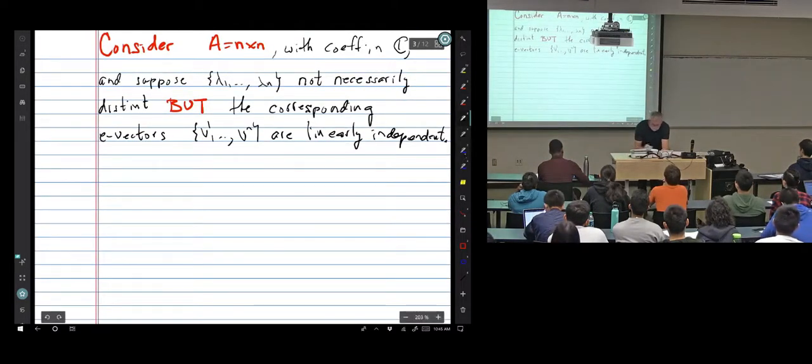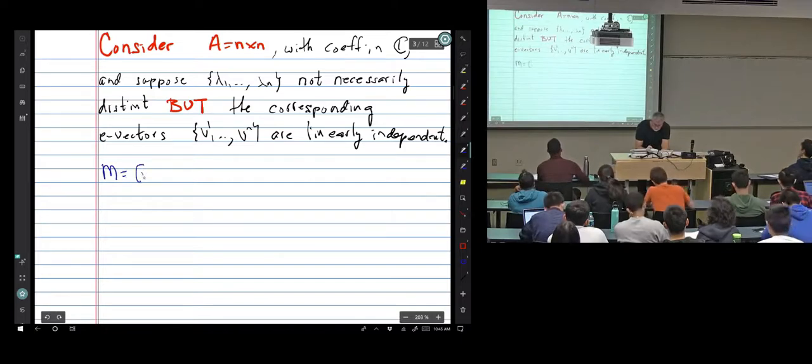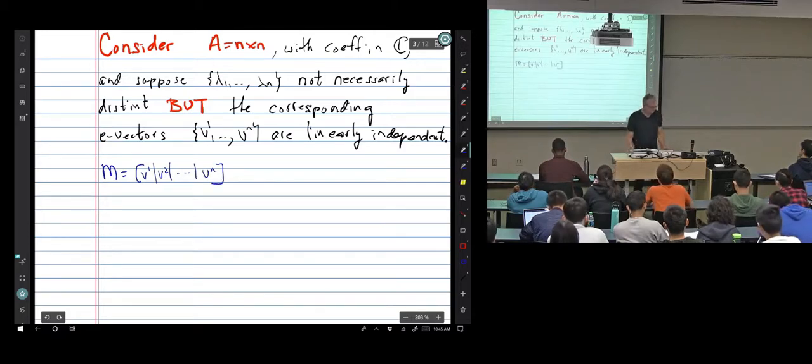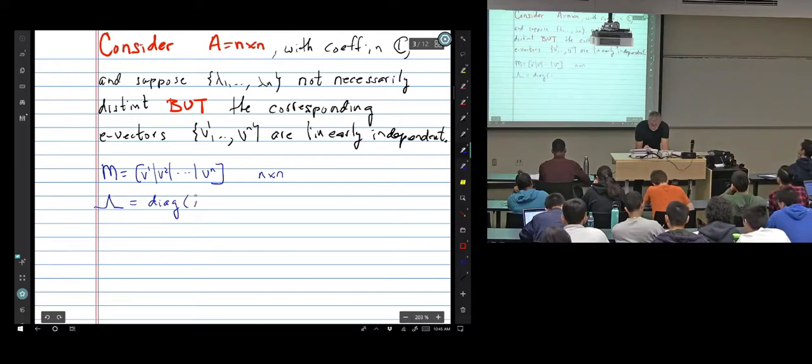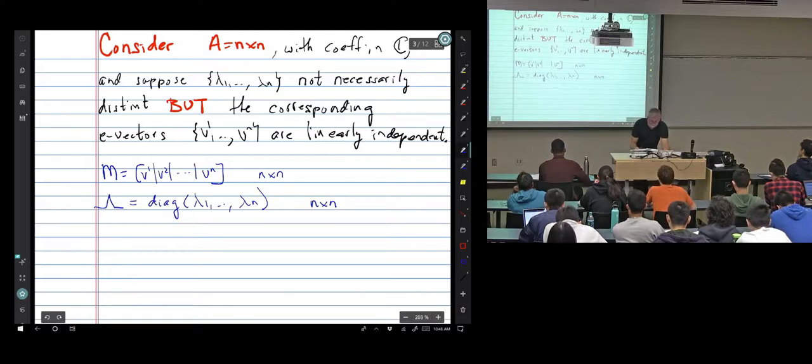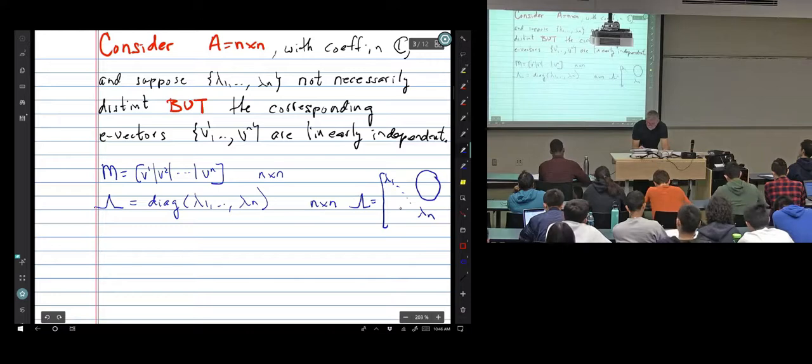So now here's what I'm going to do. I'm going to define M by stacking up the eigenvectors as columns. So M is now n by n as well. And I'm going to define lambda as a diagonal matrix, lambda 1 to lambda n. So to be super clear, 0 everywhere except the diagonal. Okay.